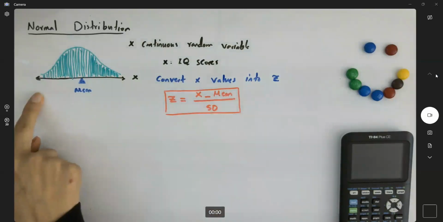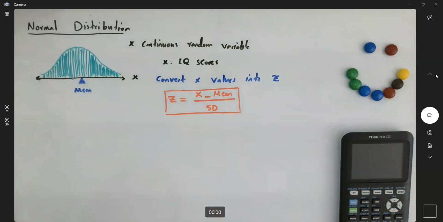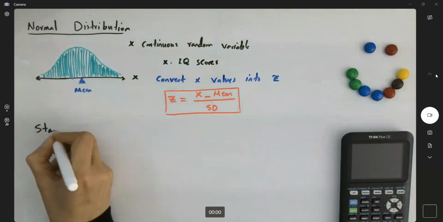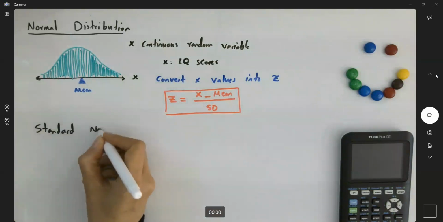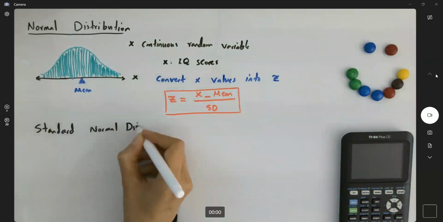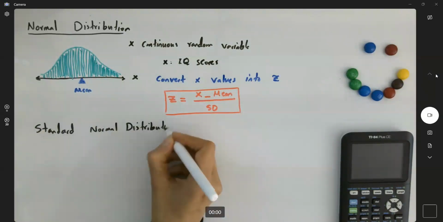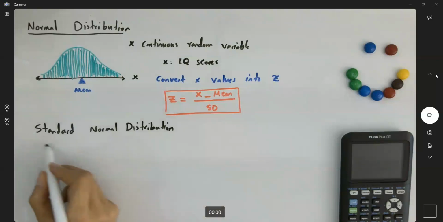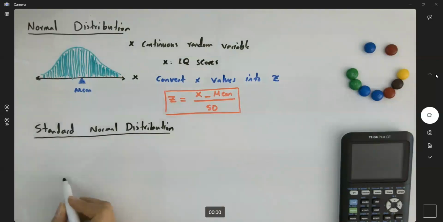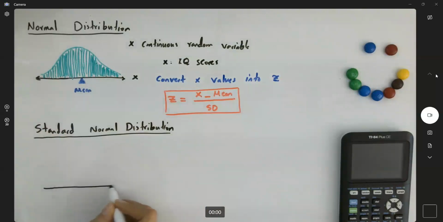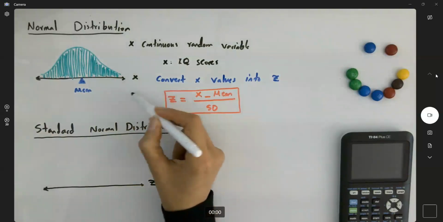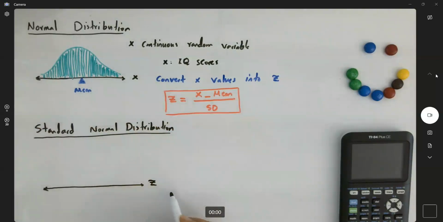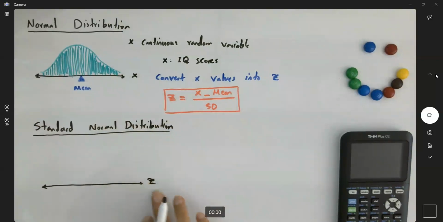So the graph of a normal distribution is going to be converted into a standard normal distribution. This is the name for this new graph. This is going to be called standard normal distribution. So the behavior is going to be the same, but on the horizontal line, instead of having x, we're going to now have z. Just know the difference. X values on the horizontal line now are all converted into z values.